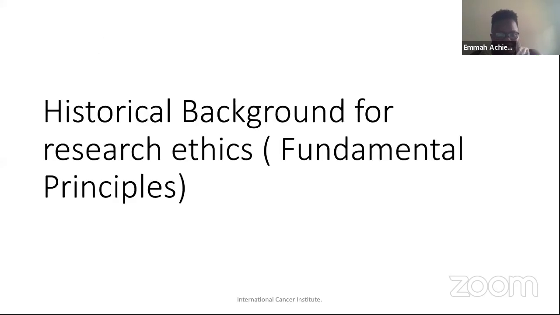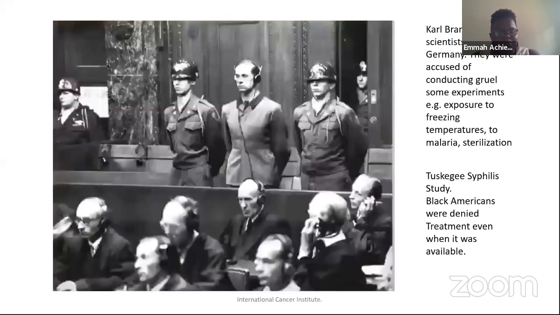So history, I think history is what brought the whole research ethics to the forefront. The picture I'm showing you is a very popular online photo. And of the three gentlemen standing, the one in the middle is a German doctor, a scientist known as Karl Brandt. And I don't use this to just shame him, but I'm using it to say that I think research and ethics in the current setup, we are all standing in the jury box, that we have to look within us.